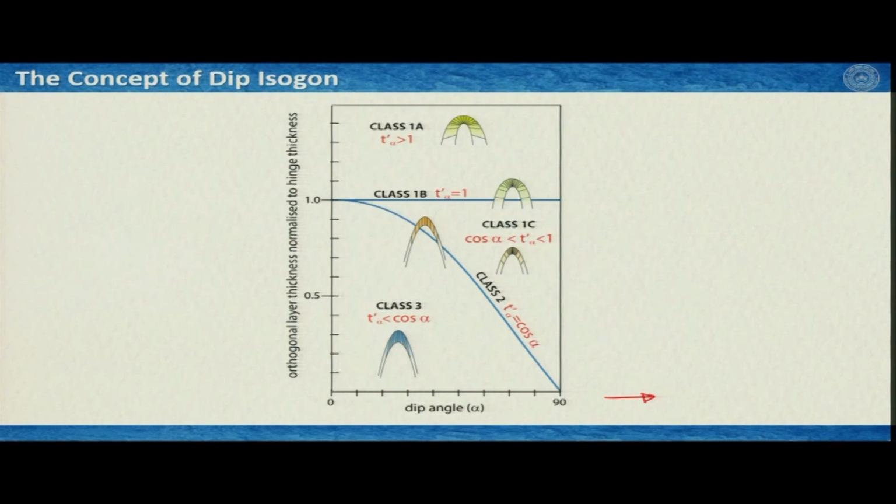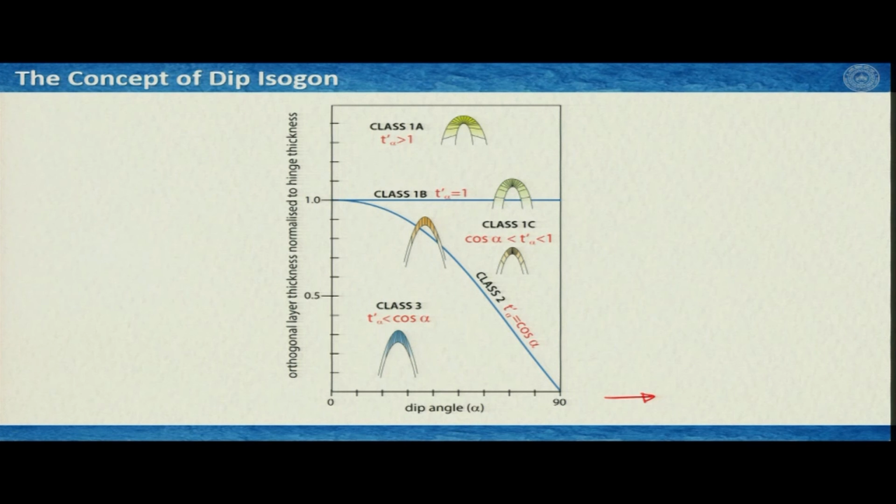So, what we see here, that along the x direction we have the dip angle, which can range from 0 to 90 degrees, and along the y axis we have orthogonal layer thickness, which got normalized to the hinge thickness. And you see that three different possibilities are there. Okay? So, in one case, or you can say that 5 different possibilities are there, but we will see we can classify them in 3 groups.